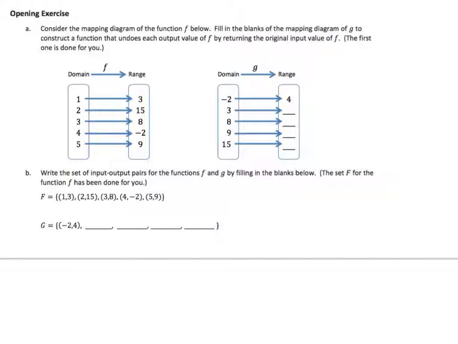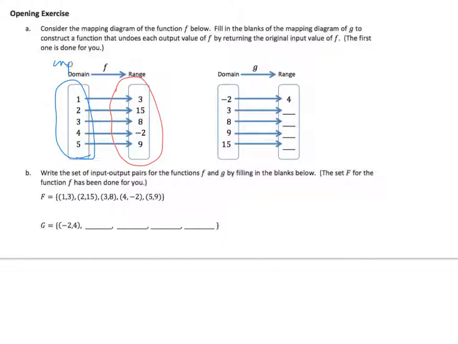Okay, if you're thoroughly confused, don't worry, we're learning. If you remember, when you first learned about functions, you learned about mapping the functions. The domain is the input, the range is the output. If you talk about a function machine, you input the domain, it crunches its numbers, it does what it needs to do, and the range comes out. So let's just do an example here. Consider the mapping diagram of the function f below. Fill in the blanks of the mapping diagram of g to construct a function that undoes each output value of f. So it undoes the output value of f by returning it to the original input value of f.